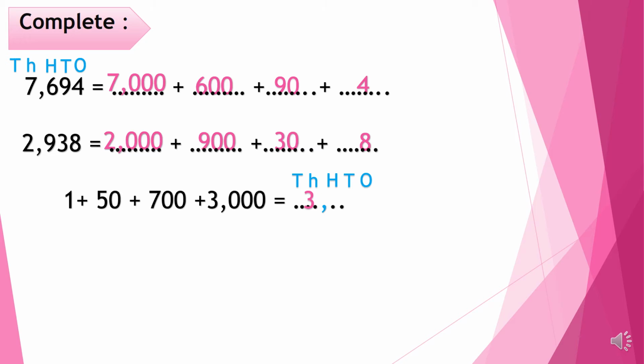In hundreds place, which number will I put in hundreds? How many zeros in hundreds? 2 zeros. So which number contains 2 zeros? 700. Can I write 700 here in hundreds? Can I write 7 and 2 zeros? No, I will take 7 only. I will not take 2 zeros.